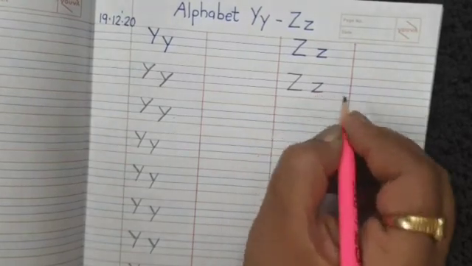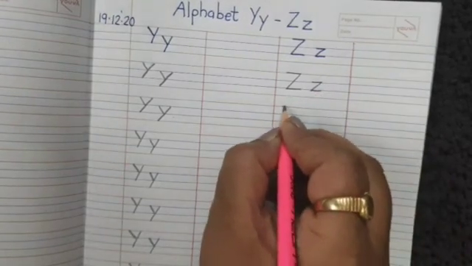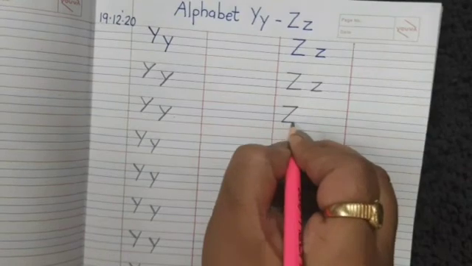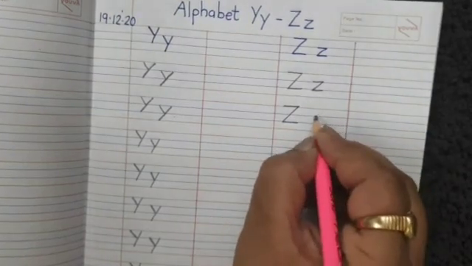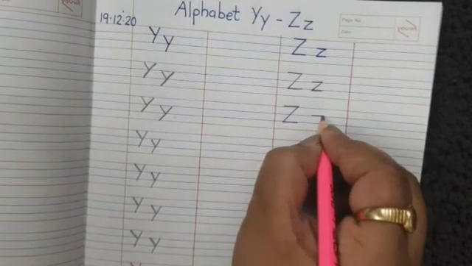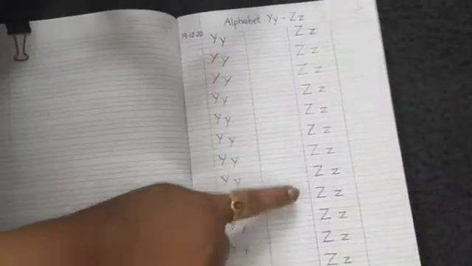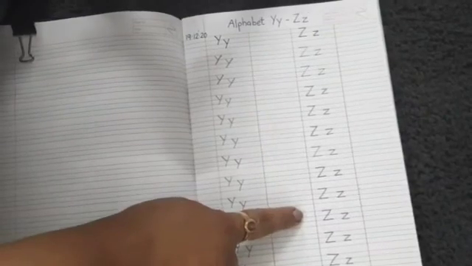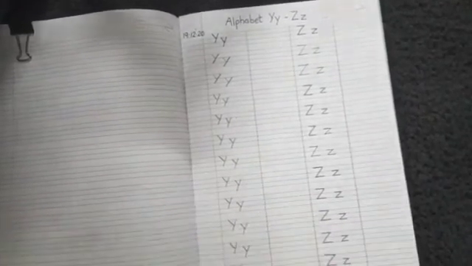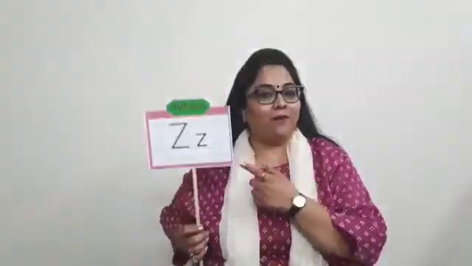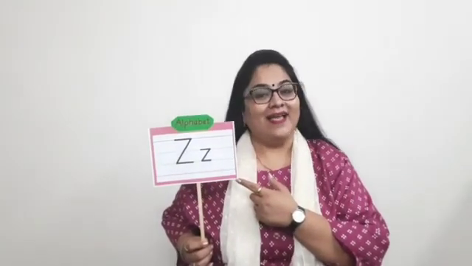This is small z. Let us write once again, sleeping line, slanting line, sleeping line, capital Z, small z, sleeping line, slanting line, sleeping line, small z. This way you have to complete writing alphabet Z in this column. Nicely learned all about alphabet Z, right?